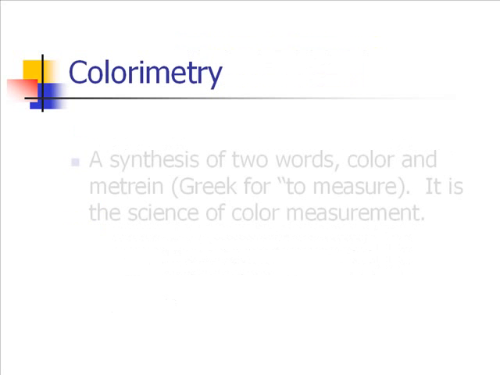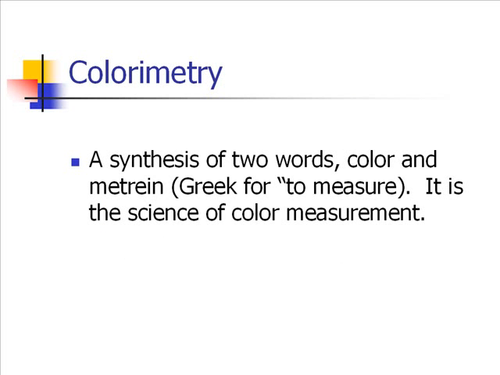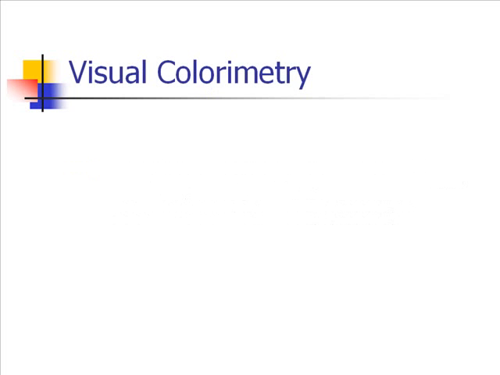The term that we use for the instruments and that sort of thing is a synthesis of two words, color and metrium, Greek for to measure. It is the science of color measurement, and we call it colorimetry. We can do it visually, or we can do it with instruments. We actually are measuring colors when we use our eyes. You can think of our eyes as color detection devices, and they're actually pretty good color detection devices. There are specific ways that we do that.